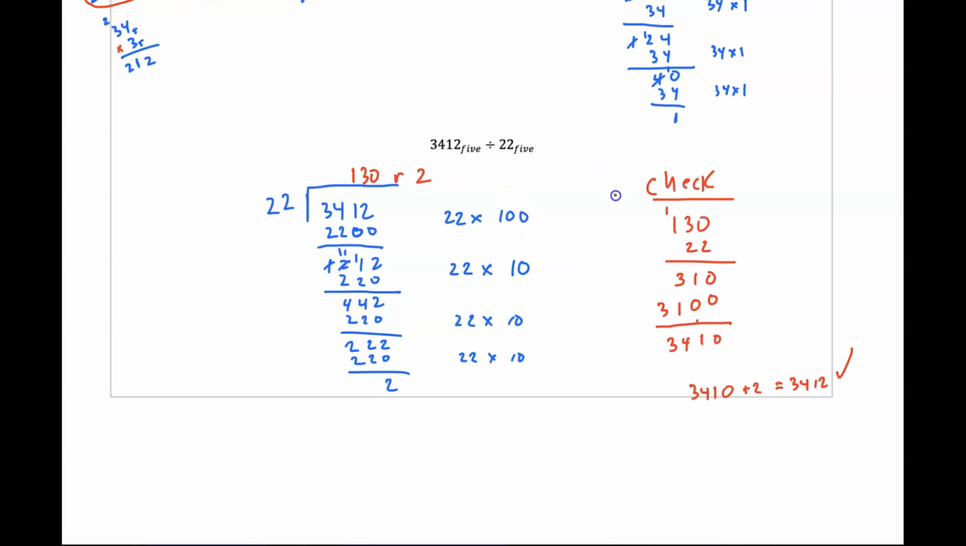And you're going to notice I added a check here. How would you check if you got your answer right? You do 130 times 2, 2. Do your multiplication. I got 3410, and then the remainder 2. Add that 2 on. I got 3412 is what we have here.